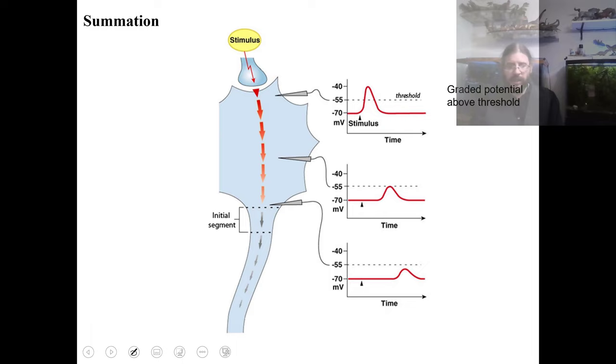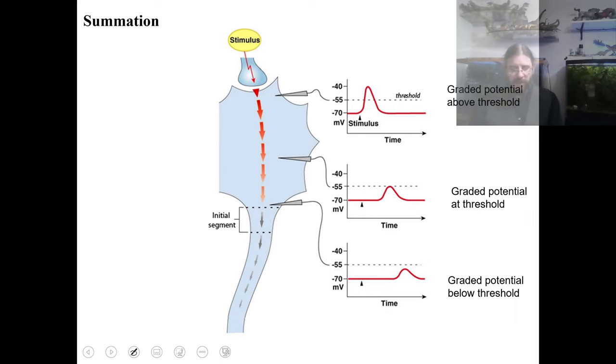There you go. You get enough of them to sum up and you get a graded potential above threshold, you get an action potential. You get enough to sum up and you get a graded potential at threshold, but it's not necessarily quite enough to pop the sodium channels. Graded potential below threshold, no action potential.